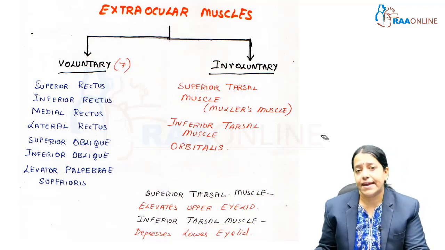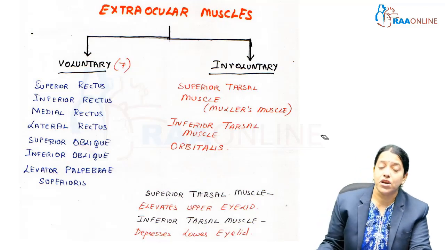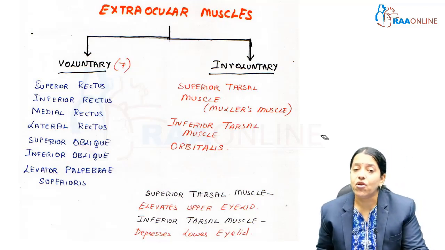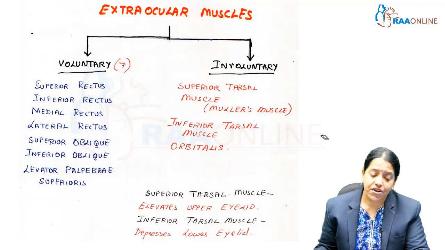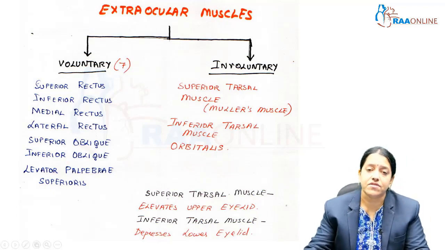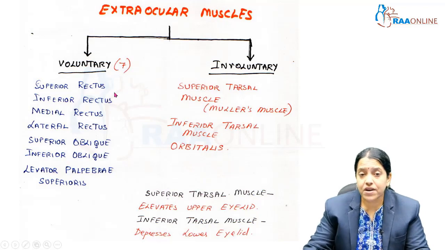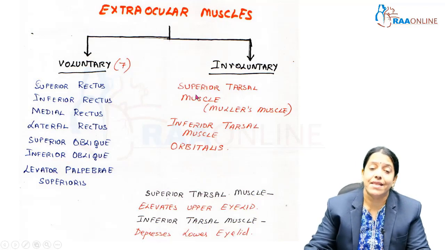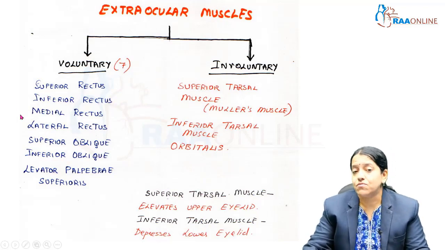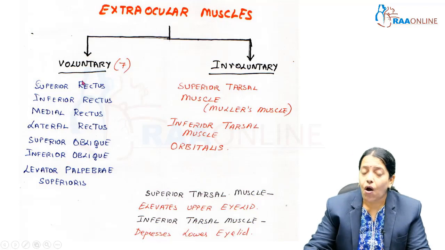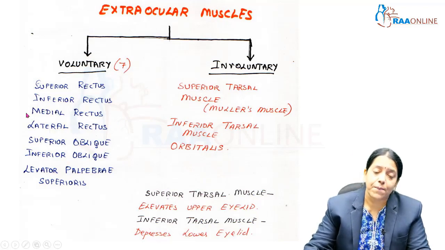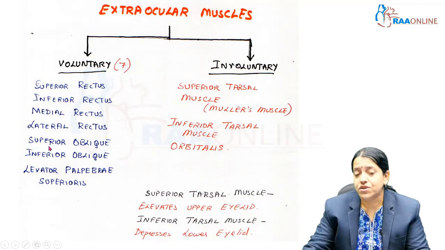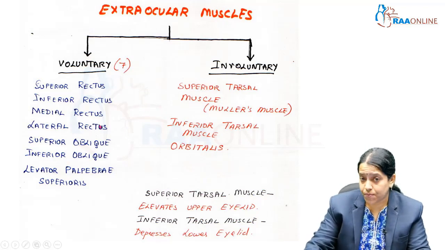So, enumerating the extraocular muscles, we have 7 voluntary muscles and 3 involuntary muscles. What are the 7 voluntary muscles? We have the superior rectus, the inferior rectus, the medial rectus and the lateral rectus. So, the 4 recti all take origin from a common place, at the apex of the orbit, which is the annular ring of Zinn, a fibrous ring attached to the apex of the orbit.